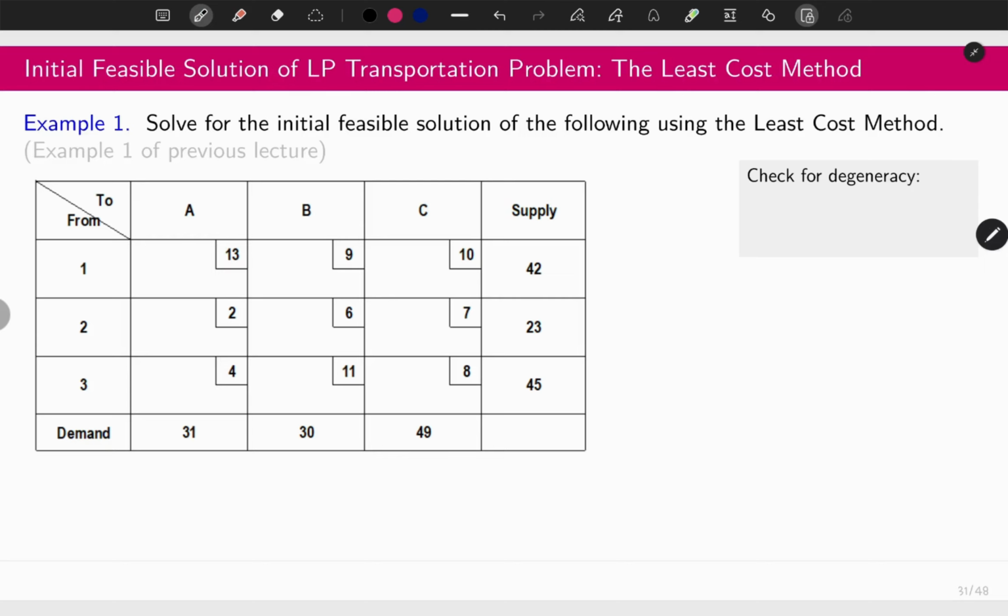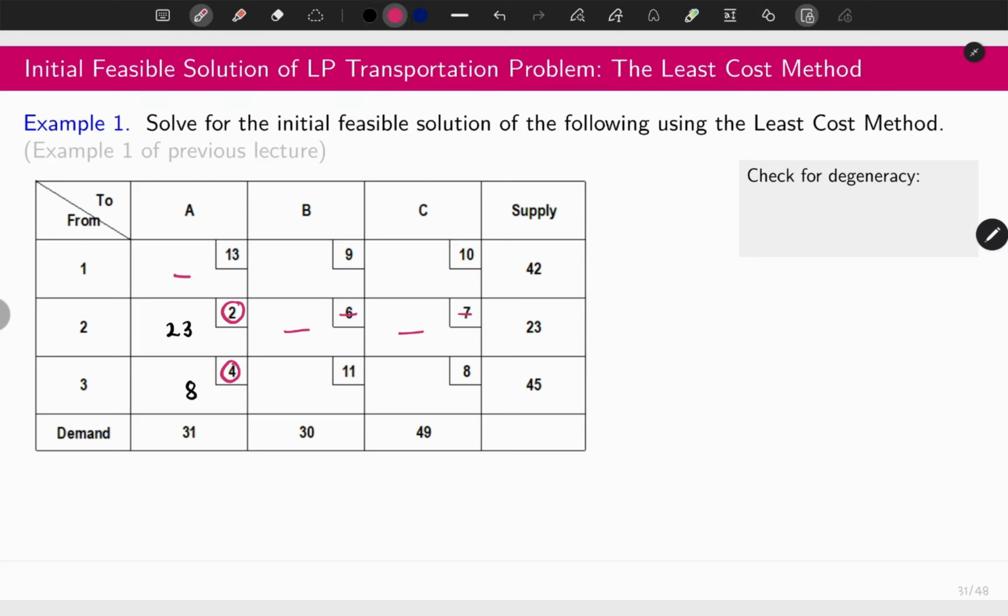Alright, let's solve this using the least cost method. The procedure tells us that we choose the least cost among all the costs. We have here 2, which is the lowest of all. And then we are going to exhaust as much as possible here. So we can allocate 23 here, so that we can already cross these out, because 23 here has already been exhausted. Next, the next least cost is 4. Take note that 23 has been met already for destination A. So there is a remaining 8 for this one.